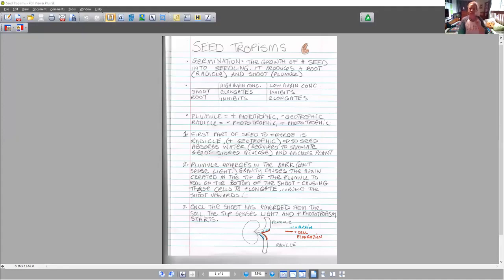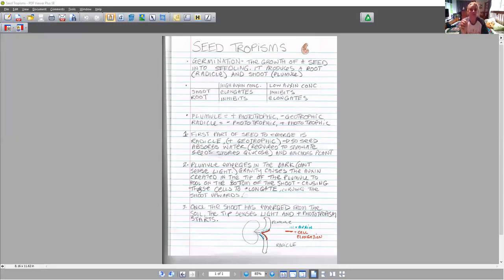Okay, so let's go into it. So plumules, the shoots, when they start to grow, are negatively geotropic and positively phototropic. The radicles are negatively phototropic, so they grow away from the light, but they are positively geotropic, so they grow towards gravity. I've written it down step by step.